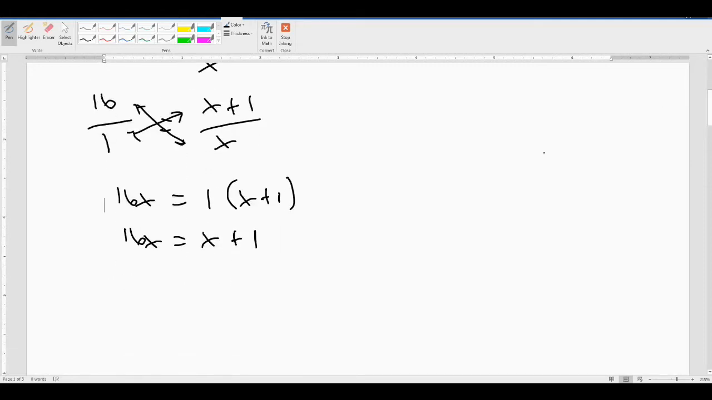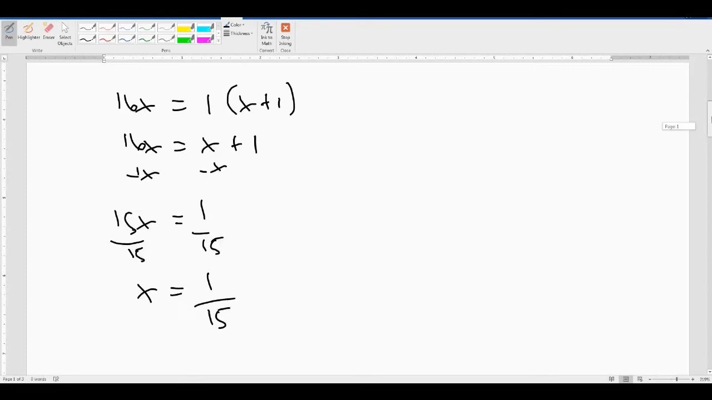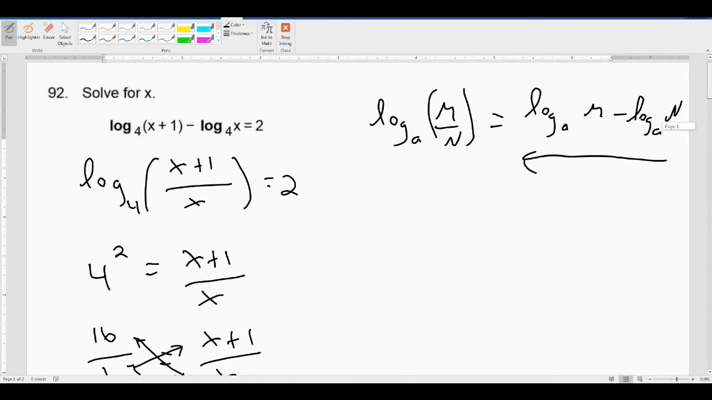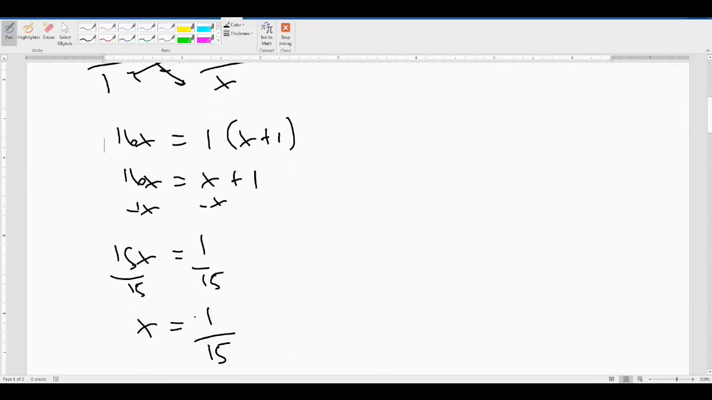Trying to get the x by itself, so subtract x from both sides. That's the same as 1x in case you're wondering. 16x minus 1x is 15x equals 1. Divide both sides by 15, and you get your final answer of x equals 1 over 15. Just look at the equation. I don't see any issues as far as taking log of a negative number. So that's our final answer.